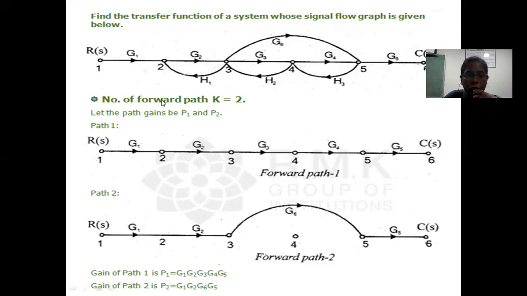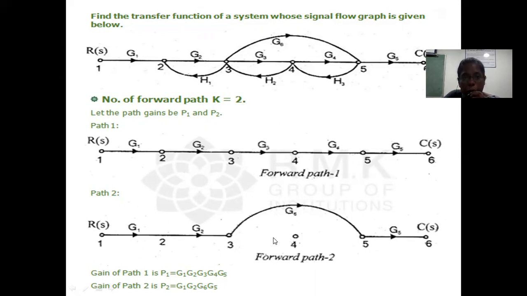Similarly, we have to check, do we have any other forward path? In this problem, you can see that from node 1 to 2, 2 to 3, then there is a direct jump from 3 to 5, and from 5 there is a path going to node 6. So that is what we're going to take as the second forward path. The second forward path is from 1 to 2, 2 to 3, then from 3 directly it is jumping to 5, and 5 to 6. This is another forward path we can find in the signal flow graph. Let me take this as my second forward path.